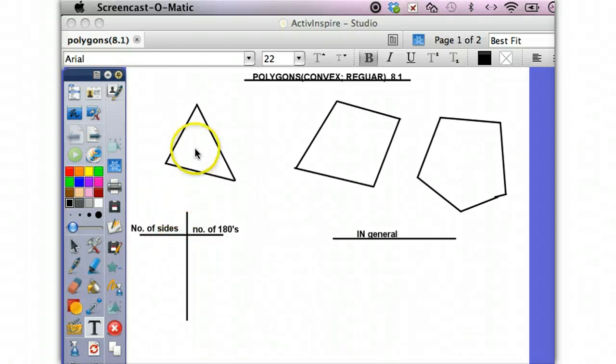All right, our new topic will be on polygons, and we're going to look at what are called convex polygons.